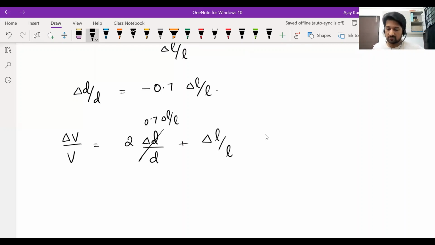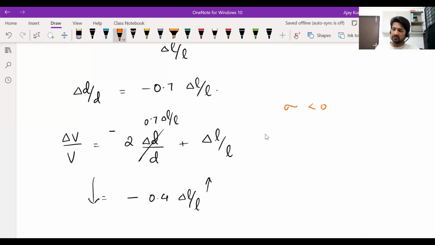Then 2 into 0.7 becomes 1.4. And this comes with a negative sign, no? Okay, wait. Yeah, this comes with a negative sign. So effectively, this will become minus 0.4 times delta L by L. So if length increases, the volume actually decreases. Fine. So you can be asked some questions based on these cases also. So you can remember it this way.